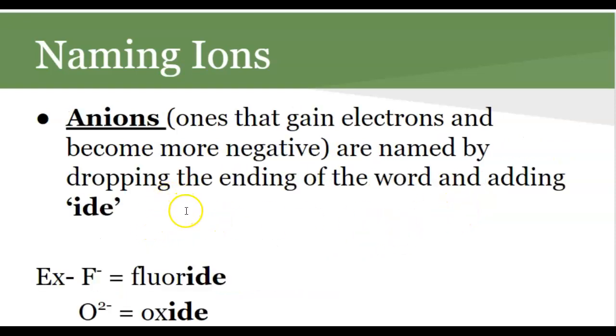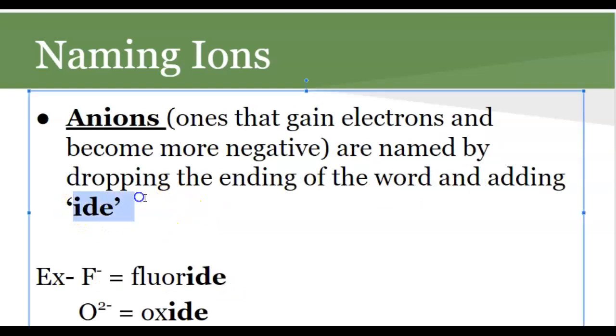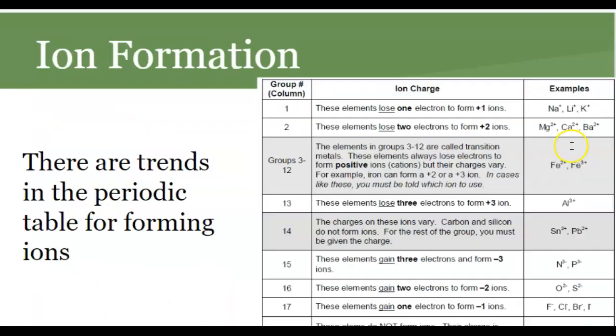Anions, on the other hand, the negative thing comes second. And usually what we do in that regard is just chop off the ending of the normal element and add "ide." So fluorine turns into fluoride. Or in this case, oxygen turns into oxide. So you cut off the end of the word and put "ide." And we will do some practice of this too.